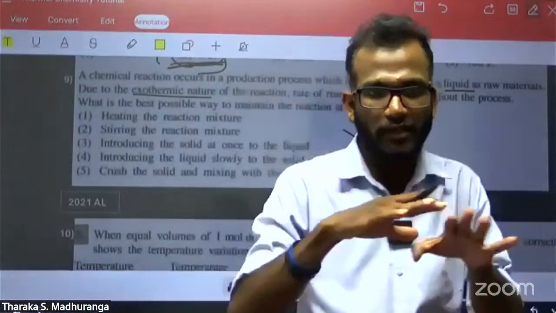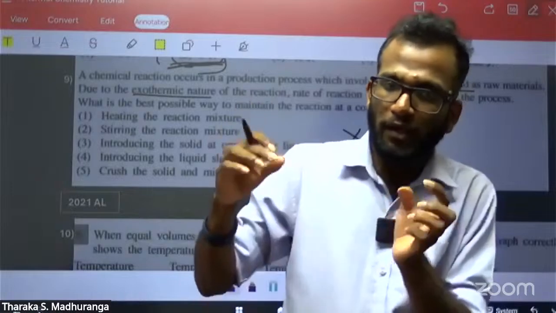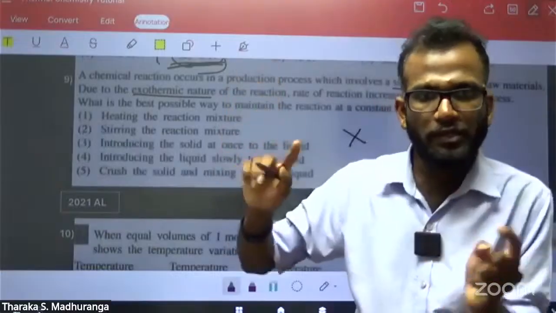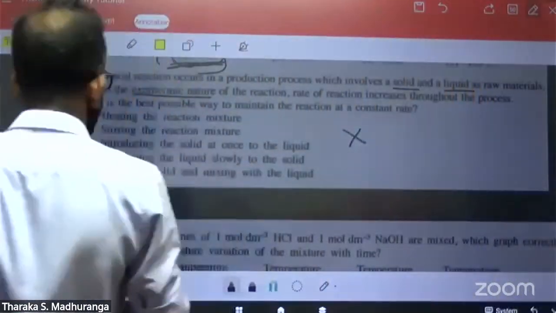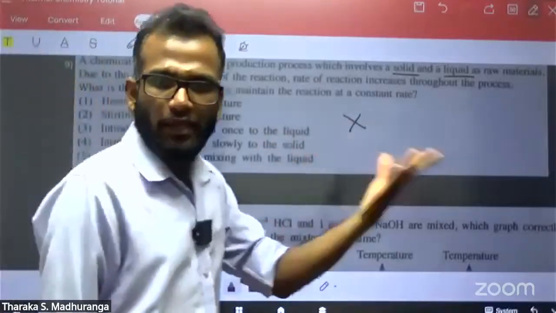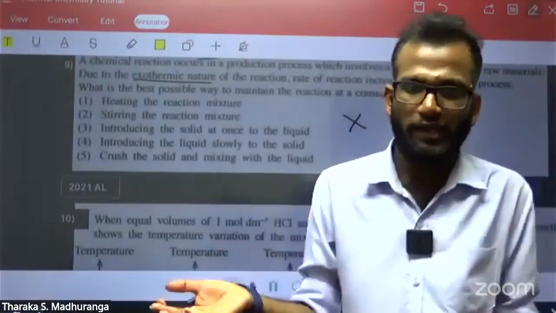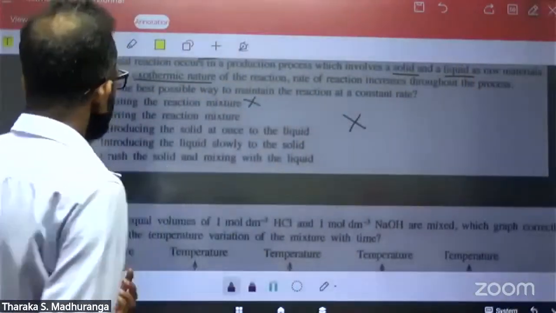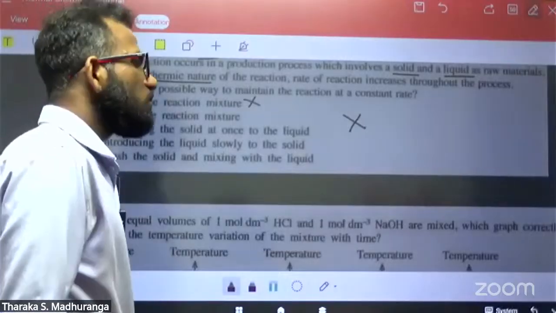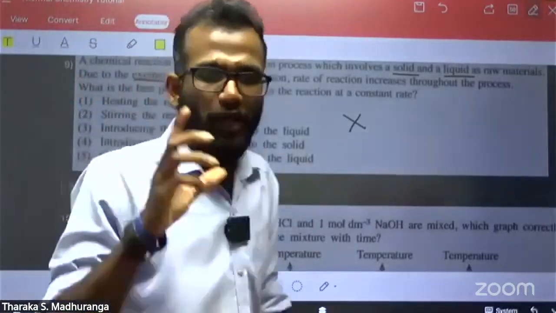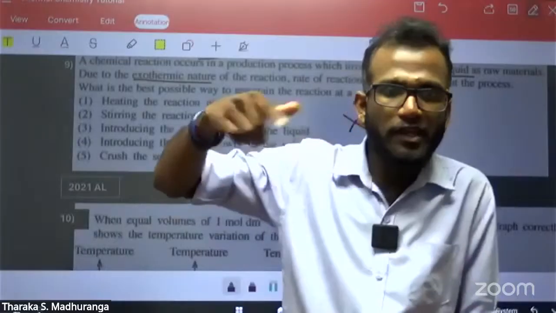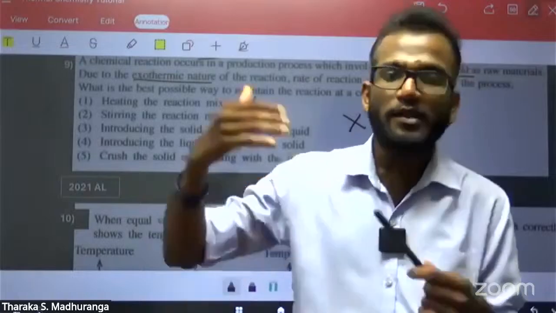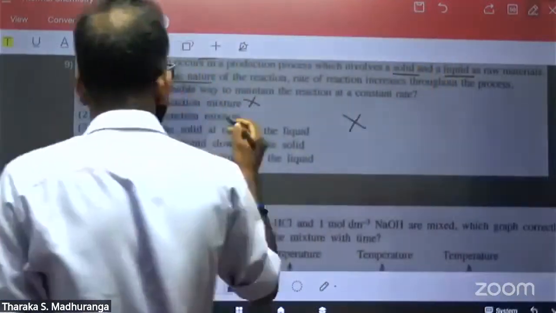Okay, to maintain the reaction at a constant rate, now you can understand this is a combining question, thermochemistry and kinetic chemistry combined. Heat the reaction mixture? It is an exothermic reaction, so again we don't need to heat it. It is already producing heat, therefore it is not the answer. Stirring the reaction mixture, you can understand in the next lesson, the reaction speed is increasing because mixing increases. Therefore, again the heat production is increasing, so we can't use this one.